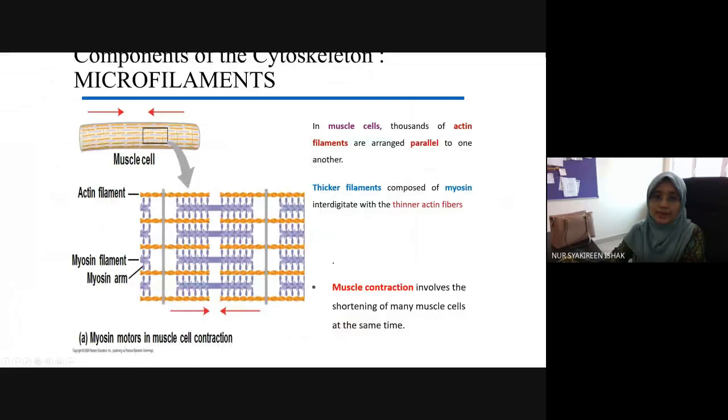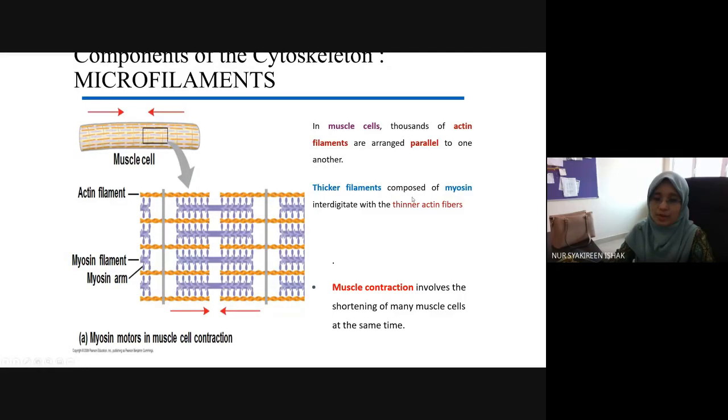So first example of microfilament is it is the component within muscle cells that helps the muscle cell to be able to contract. Okay, it says here in muscle cell thousands of actin filaments. Okay, so these are actin filament. The blue strand, the orange strand here, are arranged parallel to one another.